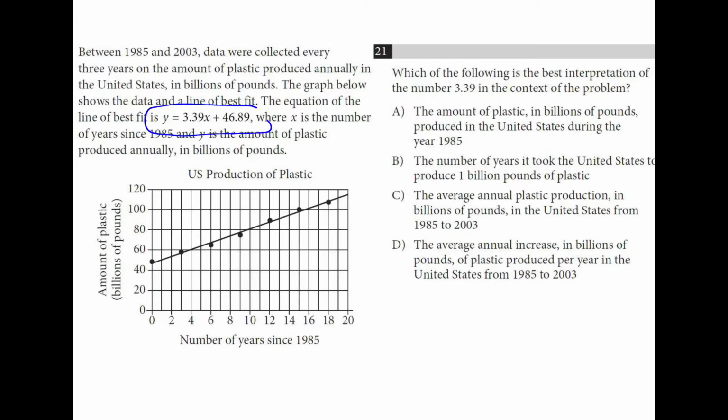So this is my equation, and we're looking at the amount of plastic, billions of pounds, that we're producing every year after 1985. So we start off with this amount, and we go up by this many billions of pounds every single year. So it's not total, it's increase per year. Which one says increase per year? Average increase per year. D.